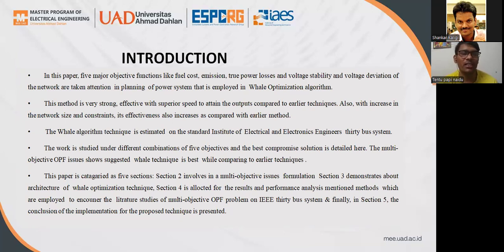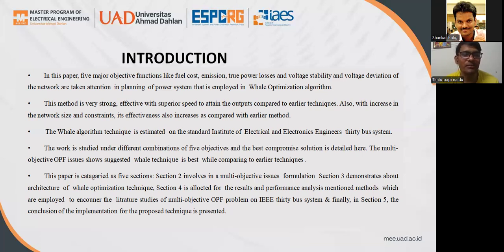The network is studied under different combinations of five objectives, and the best compromise solution is detailed here. For the multi-objective OPF issue, the suggested Whale technique is best while comparing to earlier techniques.